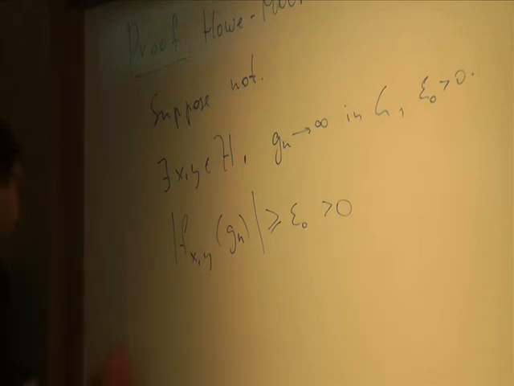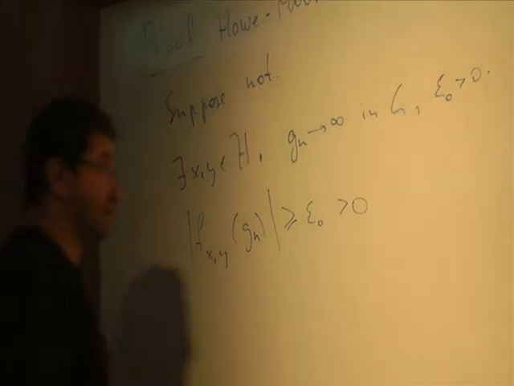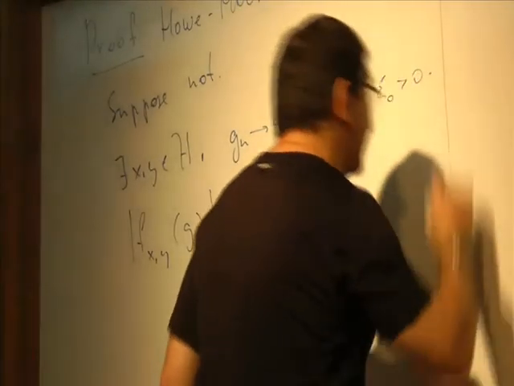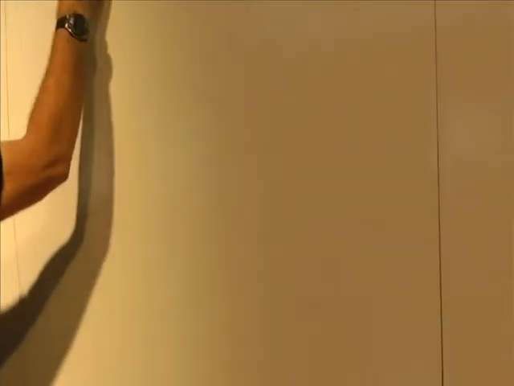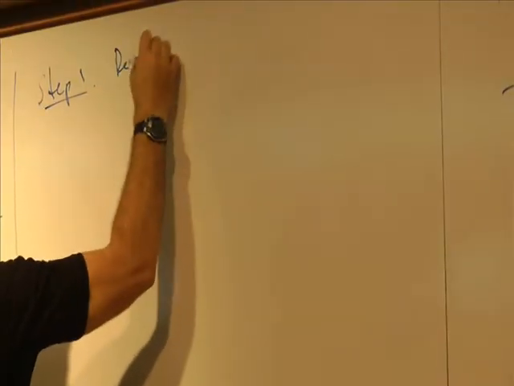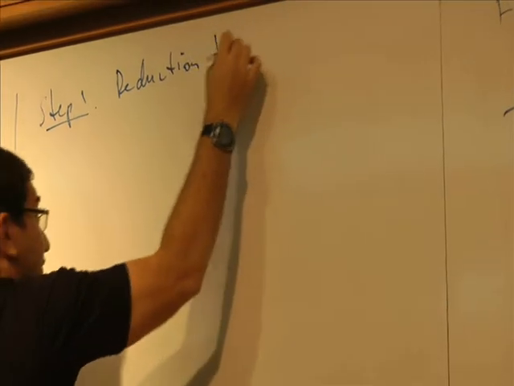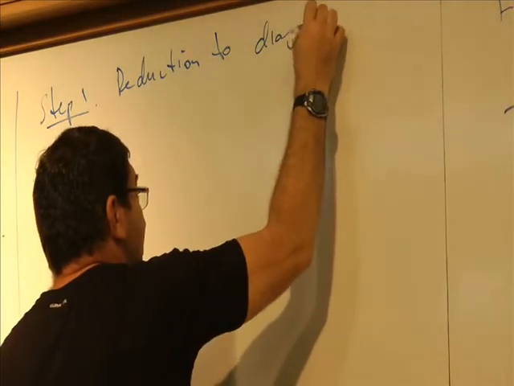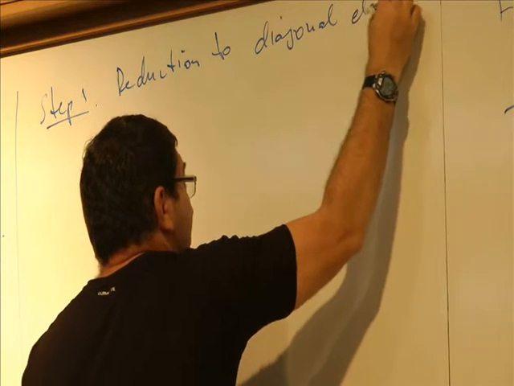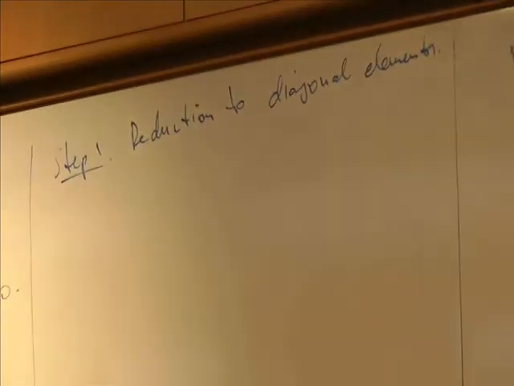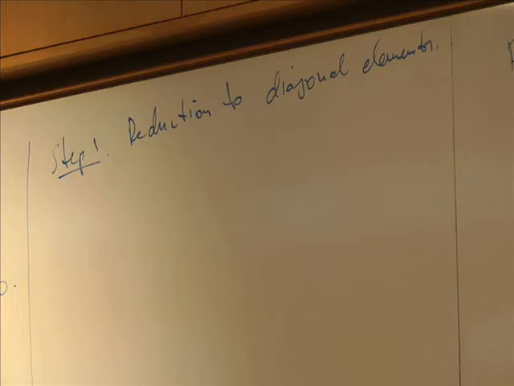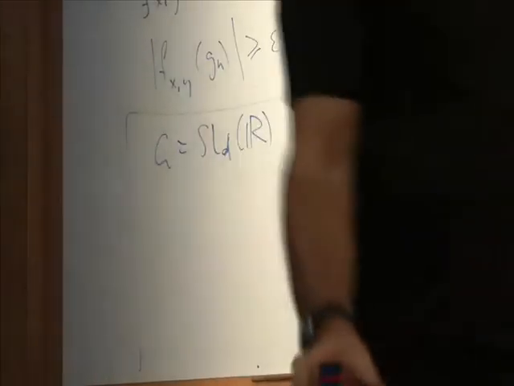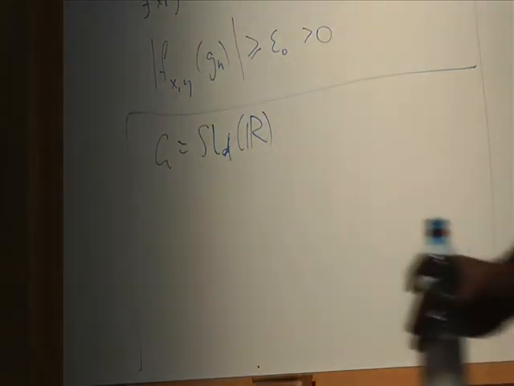Okay, so there is step 1 that we want to do. Step 1, reduction to diagonal elements. Now, I want to do things for the case of SL(d,R). And in this SL(d,R) business, there are several decompositions that are very useful in semi-simple groups in general.